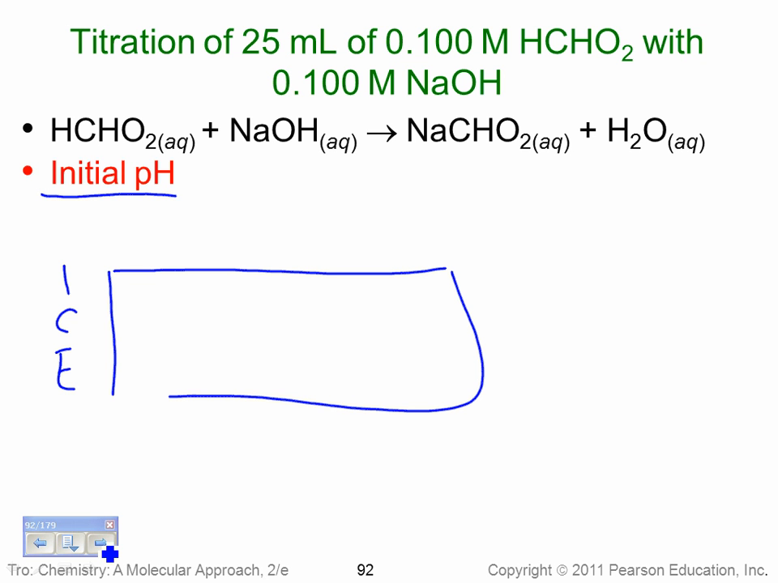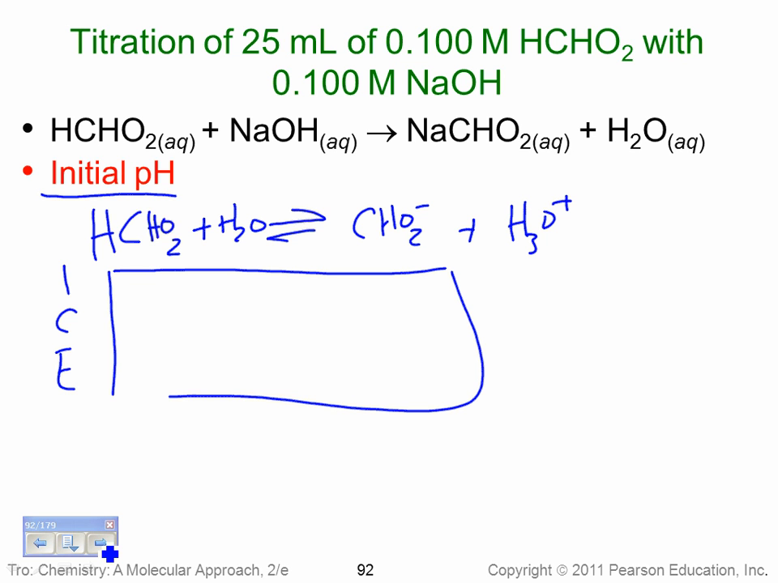So if I'm doing the ICE diagram, there must be an equilibrium reaction that I need to track. So what is that equilibrium reaction? What are the chemicals? What are the components? There is an H3O in there somewhere. So it's going to be the acid plus water, and the conjugate base, CHO2 minus, plus H3O. So there's the equilibrium.